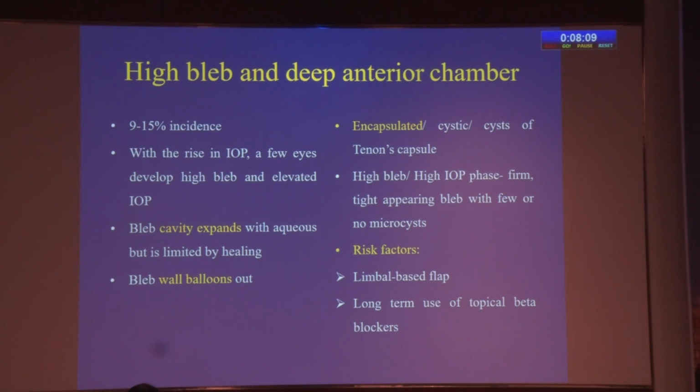So, high bleb and deep anterior chamber: the literature says 9 to 15% incidence. With the rise in intraocular pressure, a few eyes develop a high bleb and elevated intraocular pressure. The bleb cavity expands with aqueous but is limited by healing. The bleb wall balloons out. Encapsulated cystic bleb, high bleb, high intraocular pressure phase, a firm, tight-appearing bleb with few or no microcysts. The risk factors being limbal based flaps and long-term use of topical beta blockers.